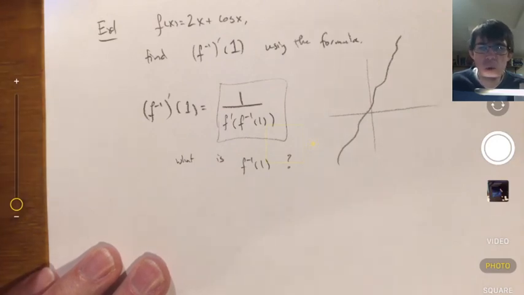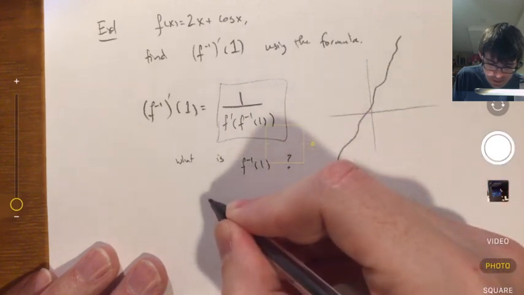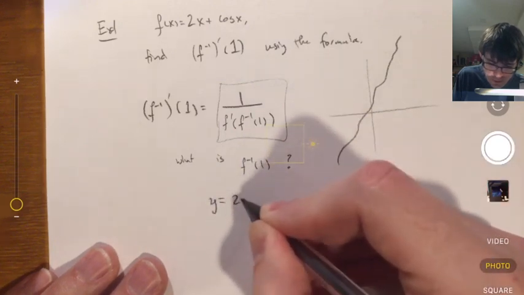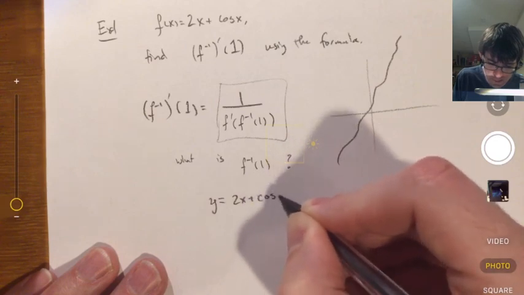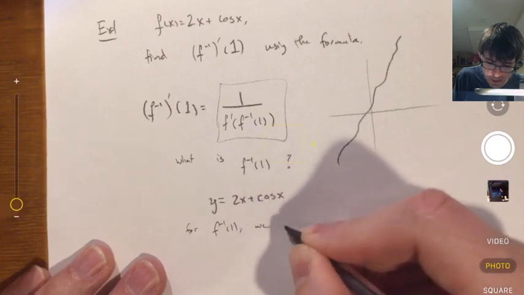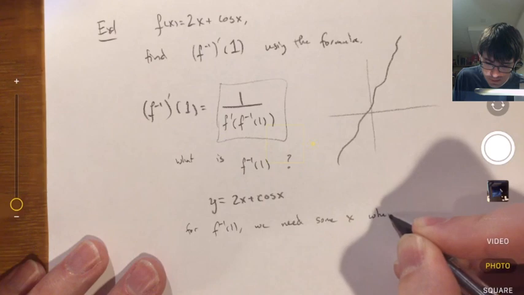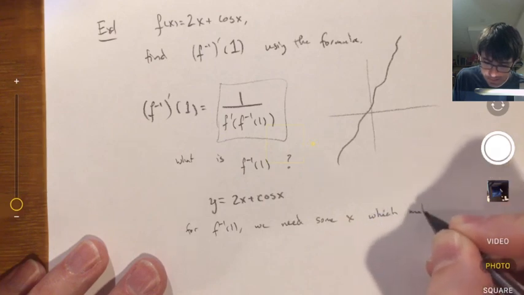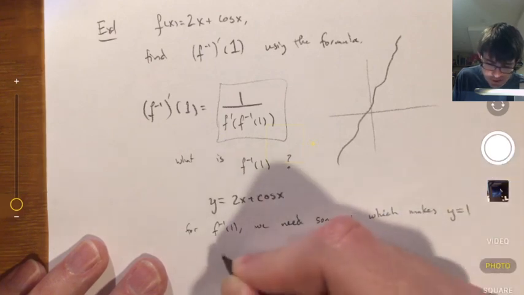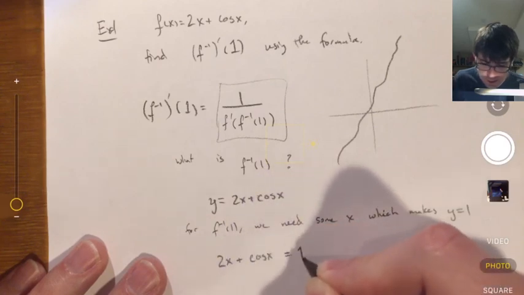Now, we don't know what f inverse is in this example, although in this particular problem, we can guess what f inverse of 1 is. So f of x is this function, y equals 2x plus cosine x. For f inverse of 1, we need to know some x which makes y equal to 1. So that is to say, I want 2x plus cosine x to equal 1.